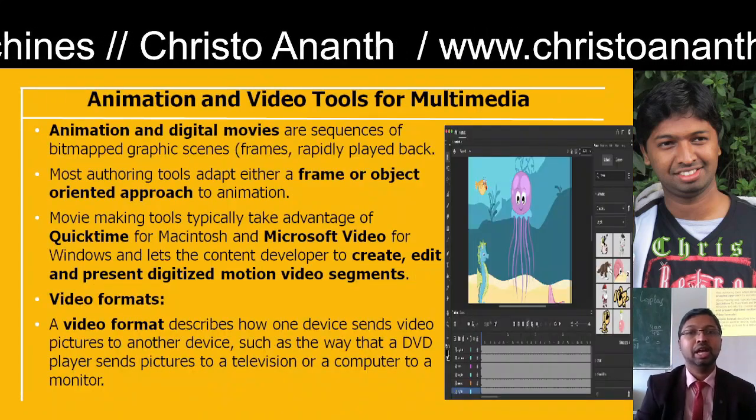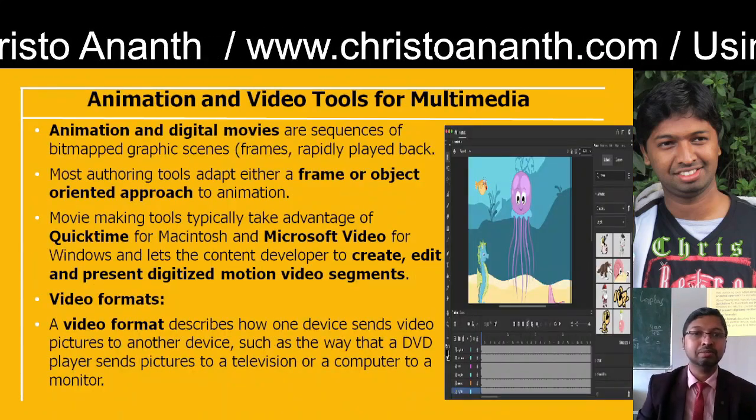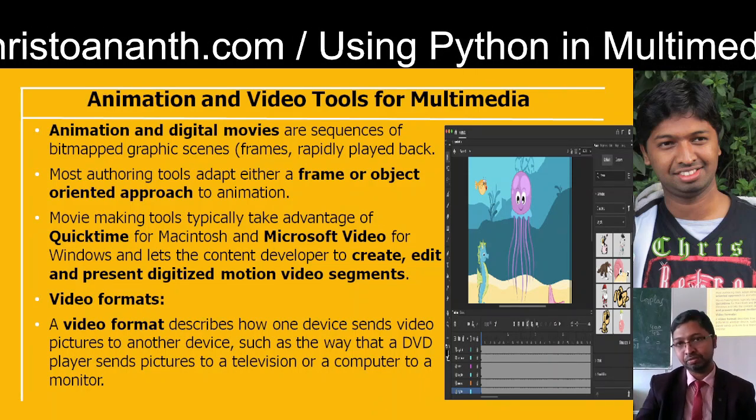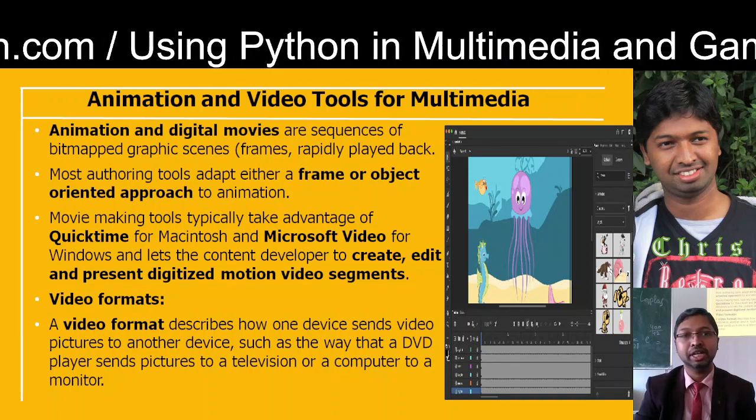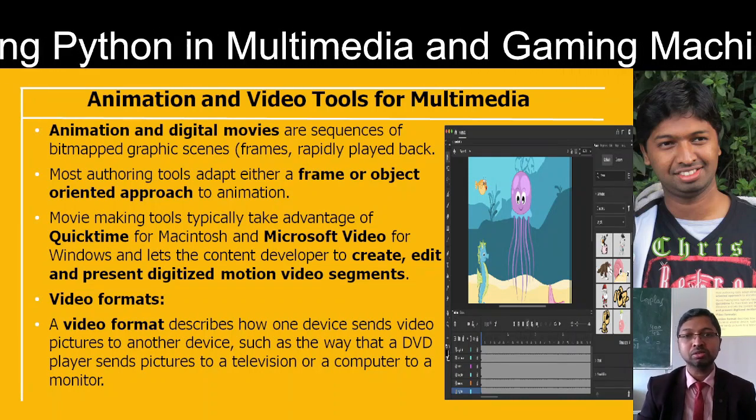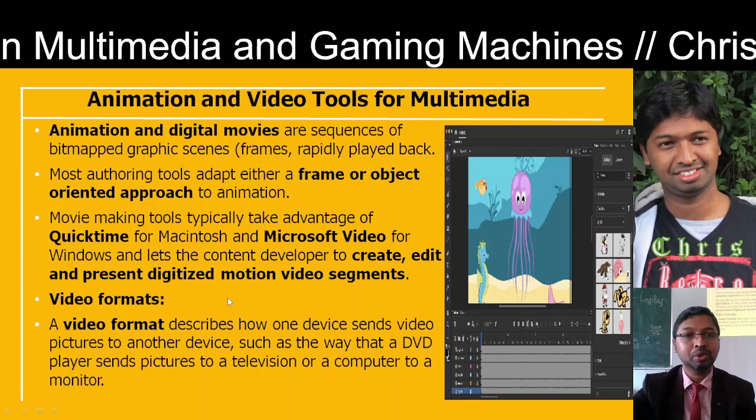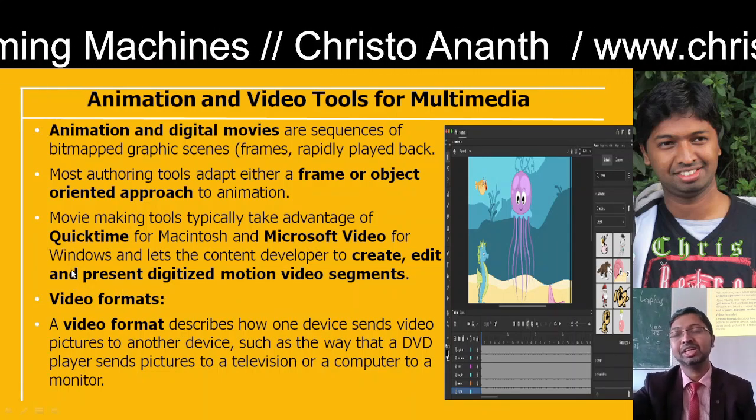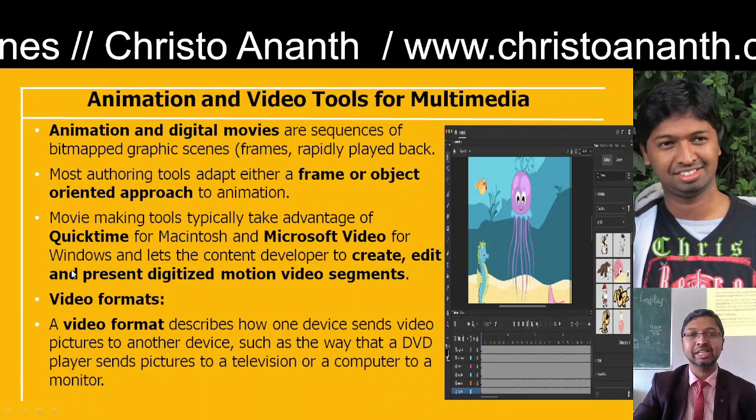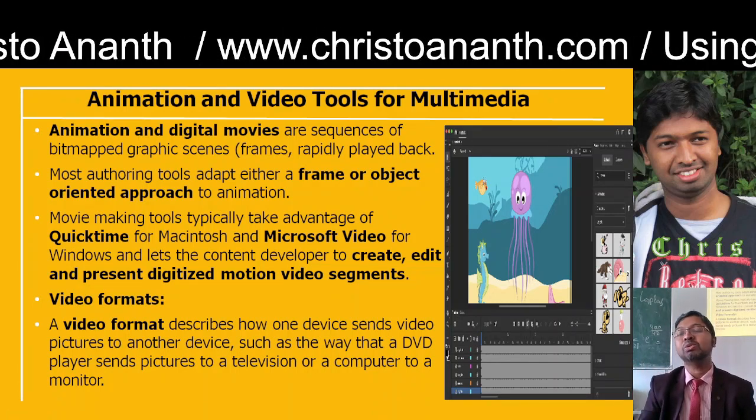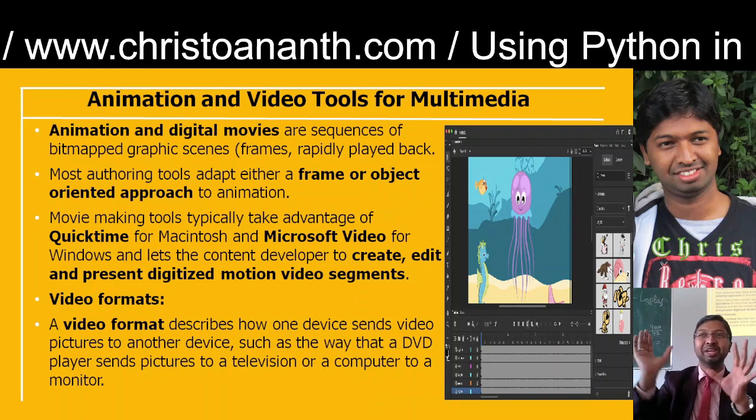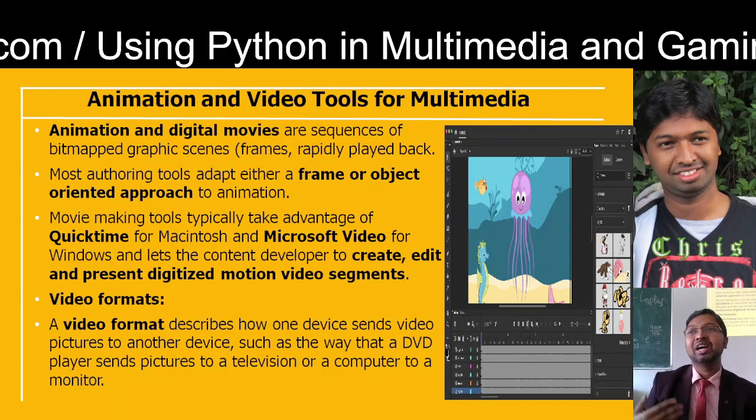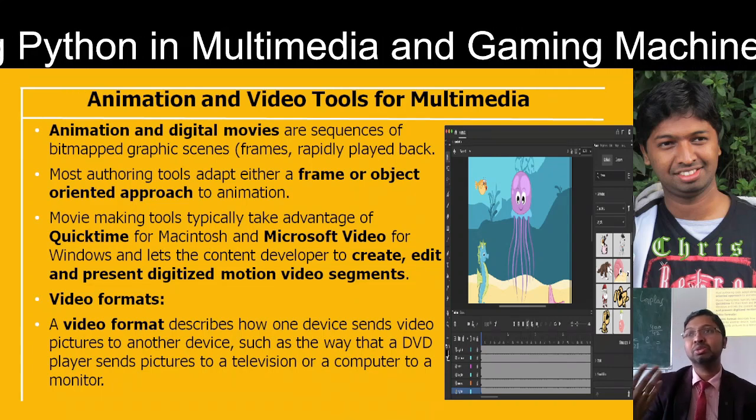Okay, right. And of course, animation, digital movies as well are sequences of these bitmap graphic sequences, especially frames where you go for video editing. Okay, so movie making tools typically take advantage of QuickTime, especially for Macintosh, and maybe Microsoft Video for Windows, so that you can use it for creating, you can edit it, you can present digitized motion video segments, and you can have some effects in it. Okay, right? So the formats also should be supported enough.